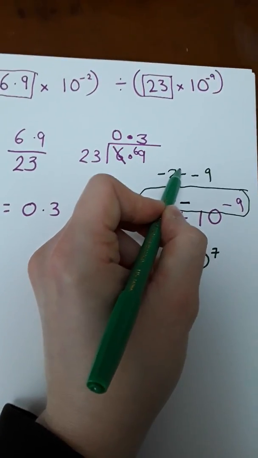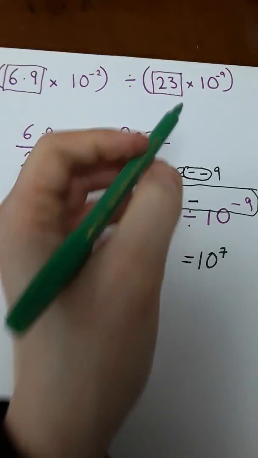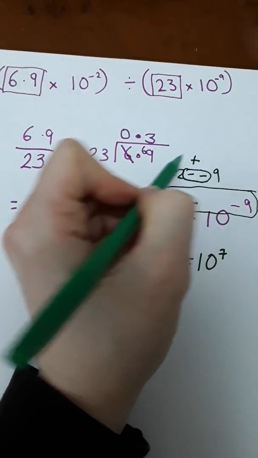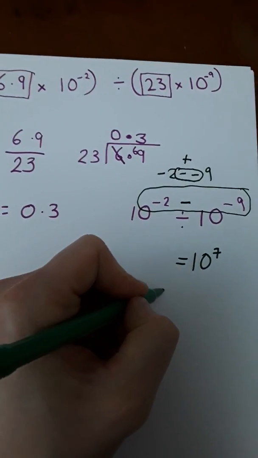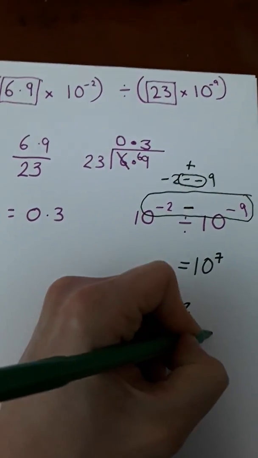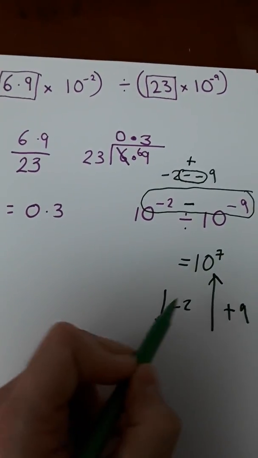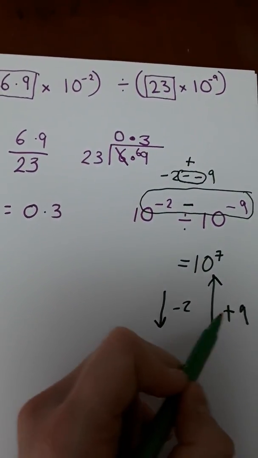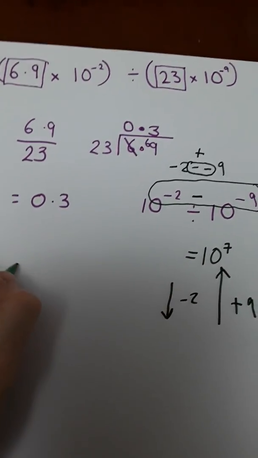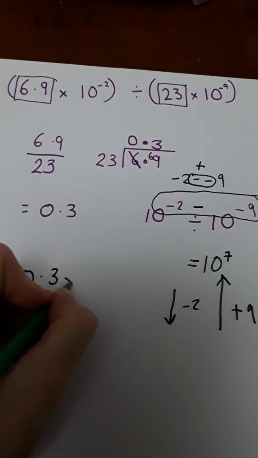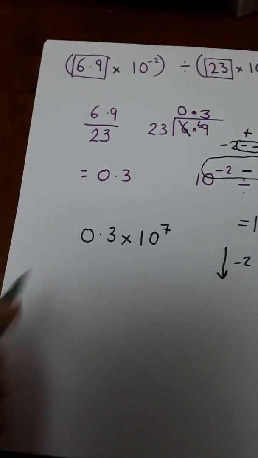Now remember, if two signs are touching, they're multiplying, they're interacting, so they have an effect on each other. So we actually have minus 2 plus 9. So we're going down 2 and up 9. So 2 is cancelled off of 9, which gives us 7. So now we have 0.3 times by 10 to the 7.